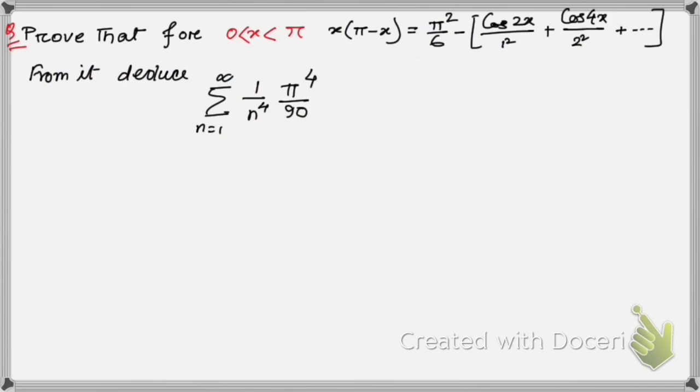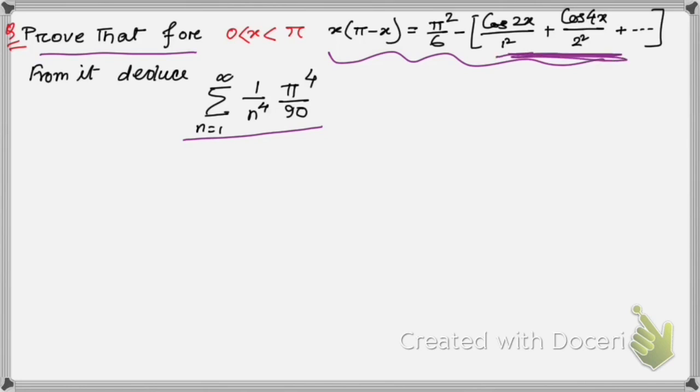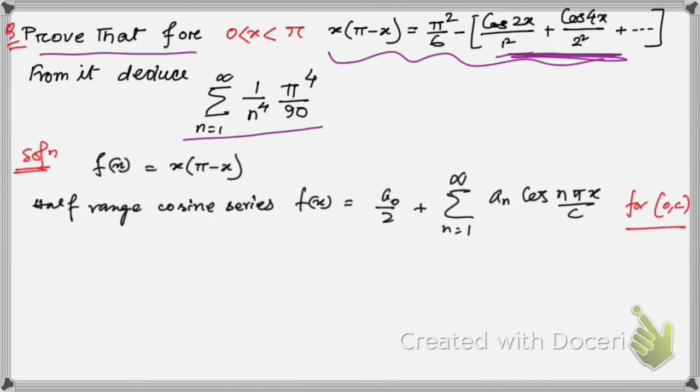So this is our next question. Here we need to prove this. Also we have to deduce this relation. Here you see this series consists only of cos, so we're going to take the half range cosine series. Here we have the function, and the half range cosine series is given by this, and in this case c will be pi, because our interval is 0 to pi.